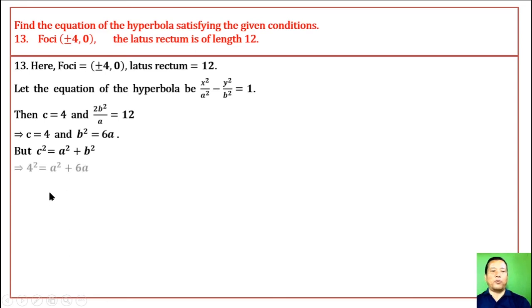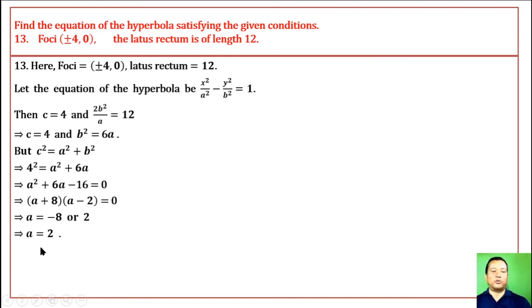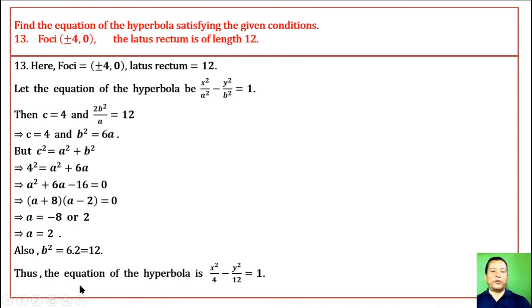But c square equal to a square plus b square, from which we get a quadratic equation in a. Factorize and solve, two values of a, from which we have to take a equal to 2, as a cannot be negative. Other value minus 8 is invalid. Using b square equal to 6a, we get 12. Thus, the equation of the hyperbola is x square by 4 minus y square by 12 equal to 1.